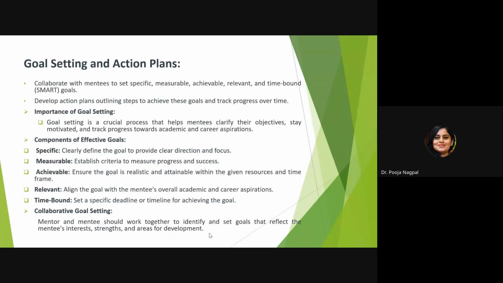So, goal setting and action plans. Collaborate with mentees to set specific, measurable, achievable, relevant, and time-bound SMART goals.